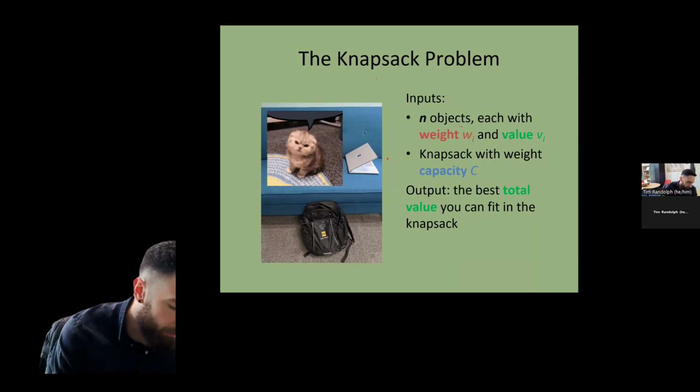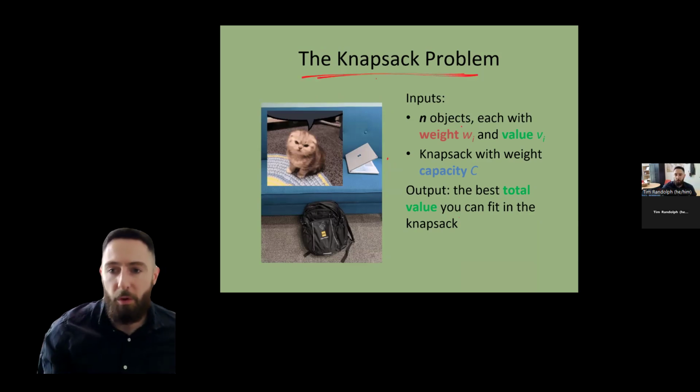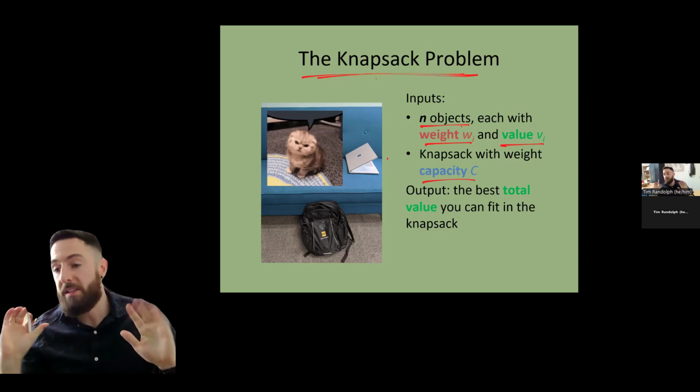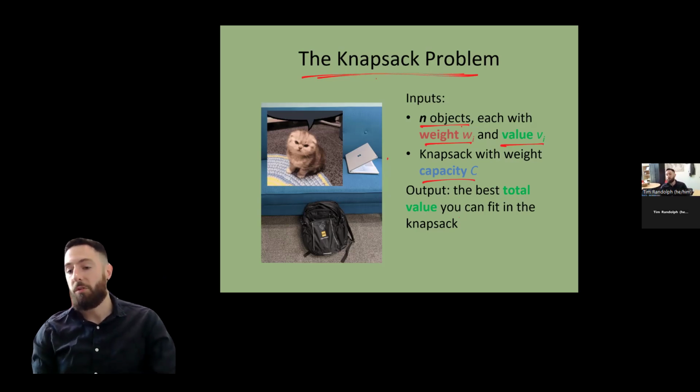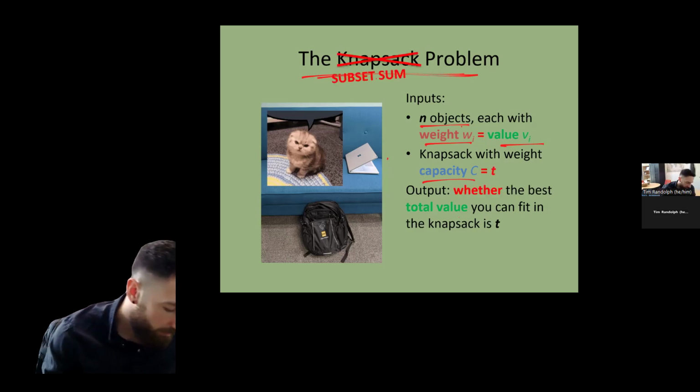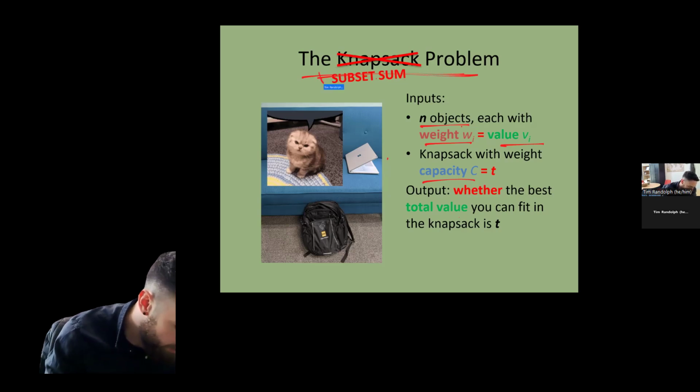So the knapsack problem, again, this is the backpack problem, the one that we've been doing so far, gives us n items, each with a weight and a value, and a knapsack with capacity C. So we're dealing with both weights and values, and we want the best total value under a weight threshold. But as it turns out, the subset sum problem is just a special case of knapsack.